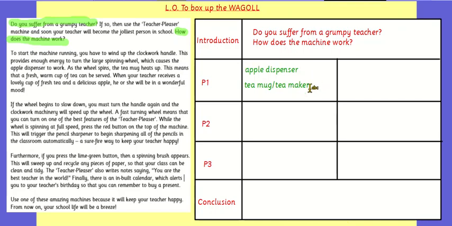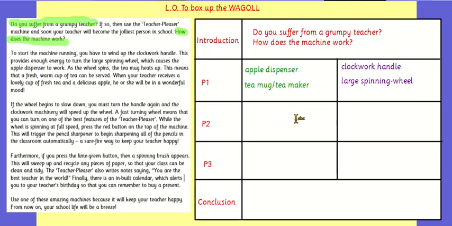Okay, in this box in purple, I am going to look at the part of the machine that helps these to work. So let's read again. To start the machine running, you have to wind up the clockwork handle. So I know that this machine has a clockwork handle. This provides enough energy to turn the large spinning wheel. So it's got a large spinning wheel, which causes the apple dispenser to work. As the wheel spins, the tea mug heats up. This means that a fresh warm cup of tea can be served. Okay, so the parts of the machine are the clockwork handle and the large spinning wheel, and the special features are an apple dispenser and a tea mug maker.